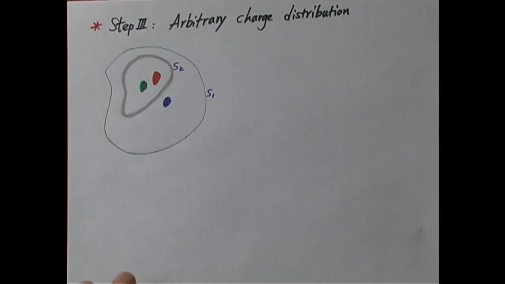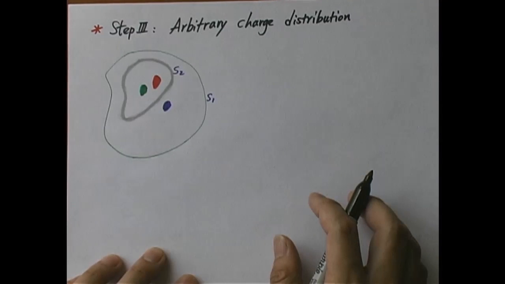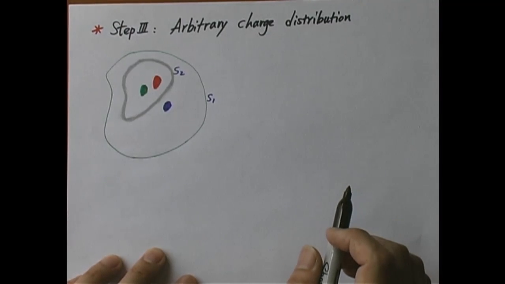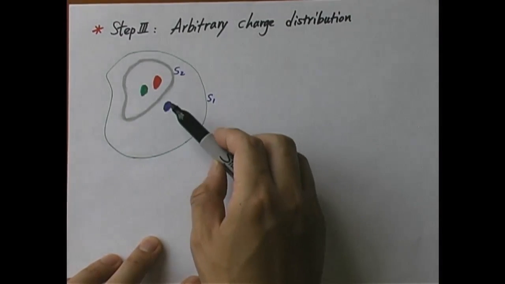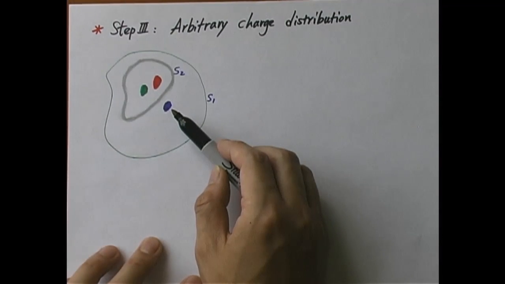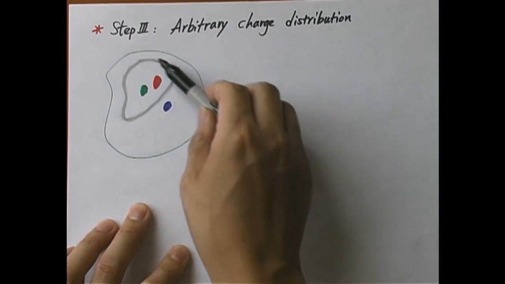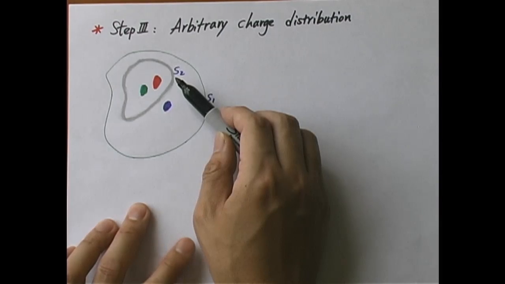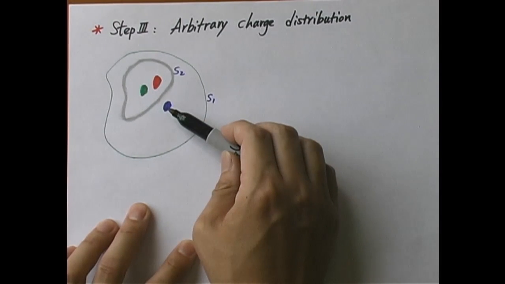Step number 3, arbitrary charge distribution. Now we're going to look at the case where we have not just one charge, but any number of charges enclosed by a Gaussian surface. What is the flux equal to? Well, let's see here. Suppose I have 3 charges, green one, red one, and blue one. Let's look at the Gaussian surface S2 first. This Gaussian surface encloses two charges, the red one and the green one, and there's also the blue one outside of it.